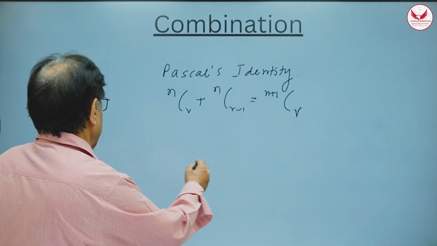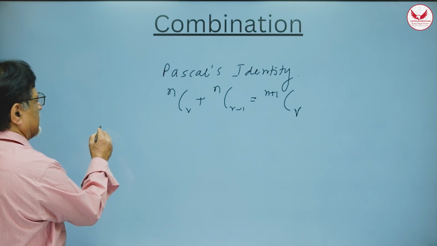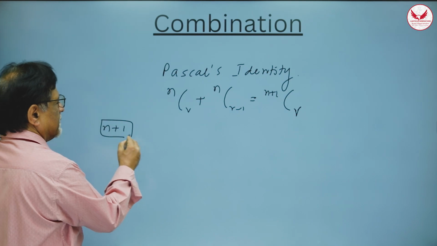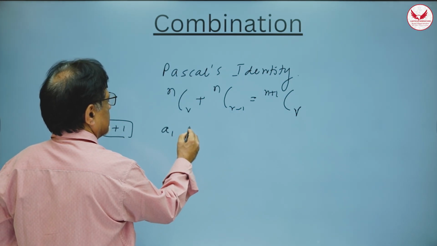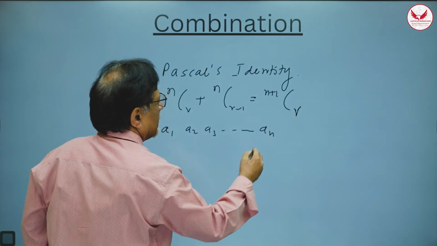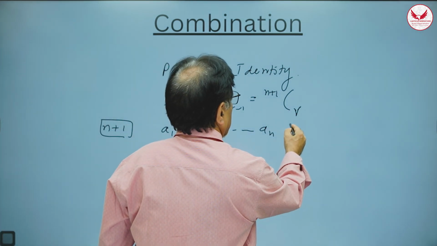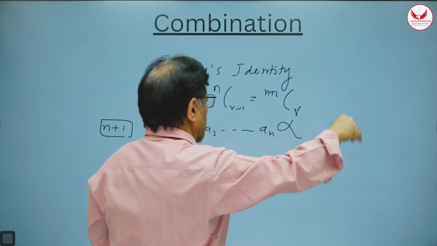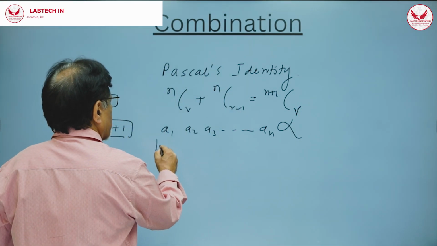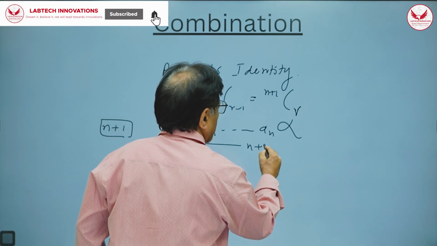Suppose there are n plus 1 objects I have. I have how many objects? N plus 1 objects. So I have objects like A1, A2, A3 and An. But there is one extra object. Because it is different from all the rest, I am calling it alpha. So total number of objects are how many now? N plus 1 objects are there.